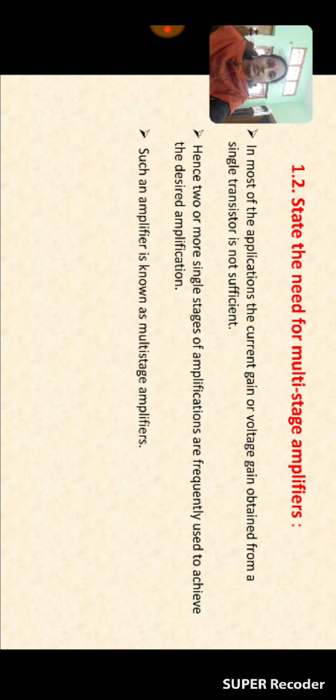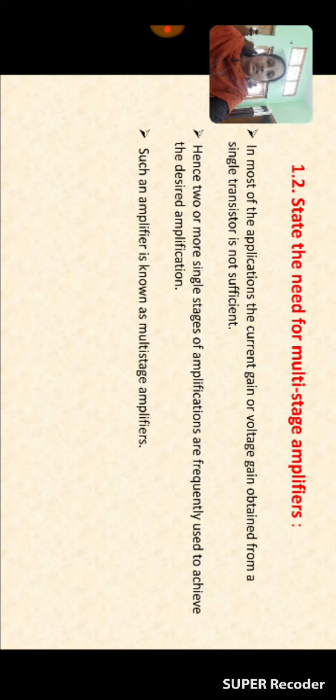What is next one? Need of multi-stage amplifier. While coming to the need, in most of the applications, the current gain or the voltage gain obtained from a single transistor is not sufficient. What is the need of multi-stage? Why we are connecting one amplifier to the other amplifier means whatever the output we are getting from the single stage, that is not sufficient to drive the load or to drive the output. Okay, hence two or more stages of amplification are frequently used to achieve the desired amplification. Is it clear?